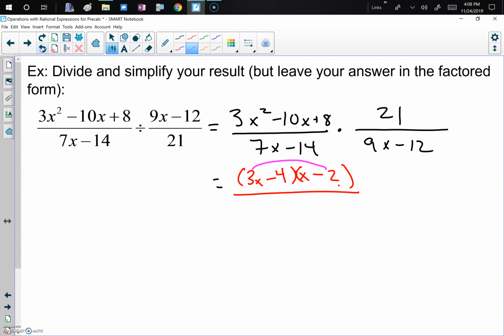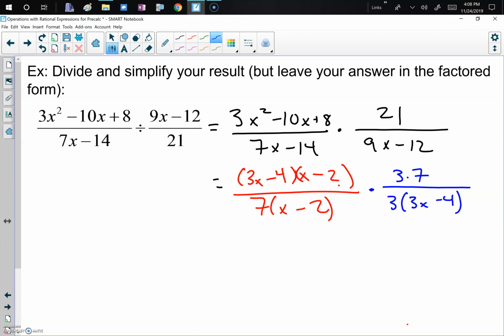So now that I know that I have successfully factored that, we can continue working on the bottom. There's a common factor of 7 for that part of our fraction. Then for the second fraction, 21, I can break down. It's 3 times 7. And then there's a common factor on my denominator of 3 that we can pull out. So now that I've factored everything completely, let's look for those common factors.